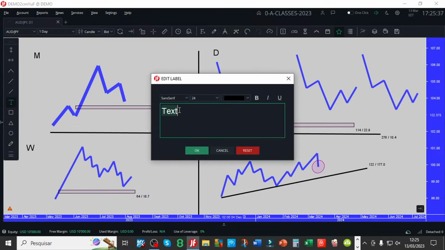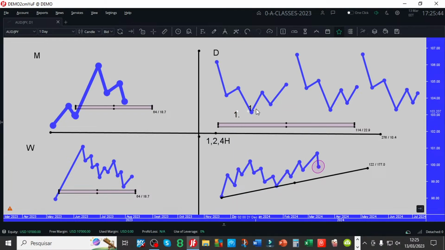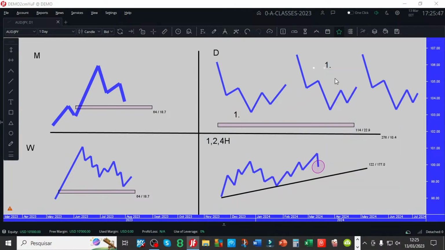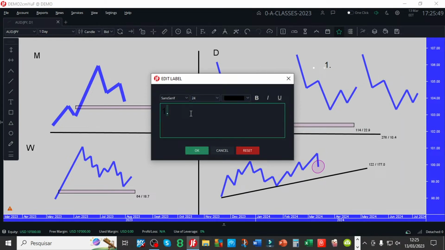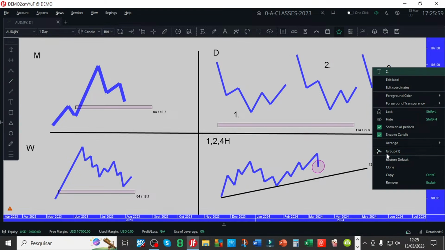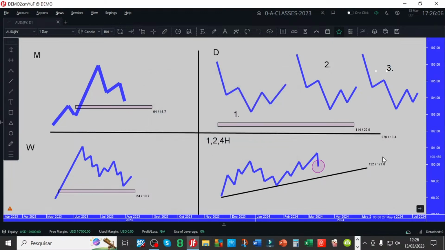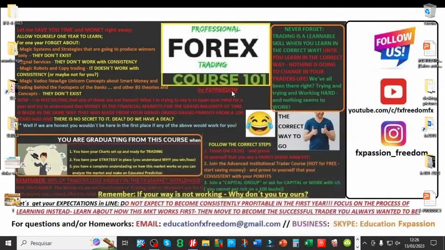So this is the first example, and clone. This is the second example, edit label, second example, number 2, and clone. This is now the third example. Edit label number 3. Everybody, this is you graduating from this course, learning number 3.